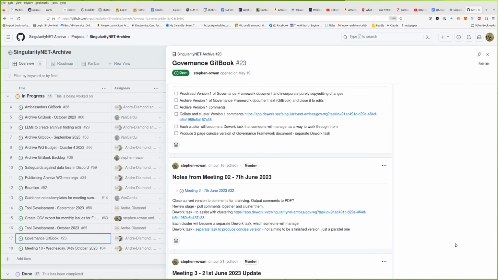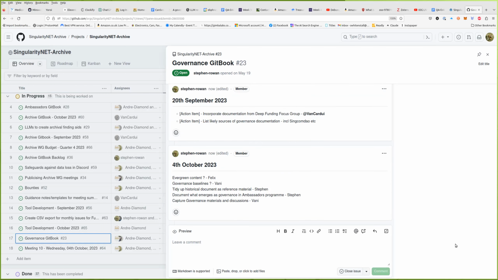Maybe this Governance Gitbook doesn't need to be only ambassador program focused, like you mentioned. Maybe there are other groups that can contribute here as well. Yeah.